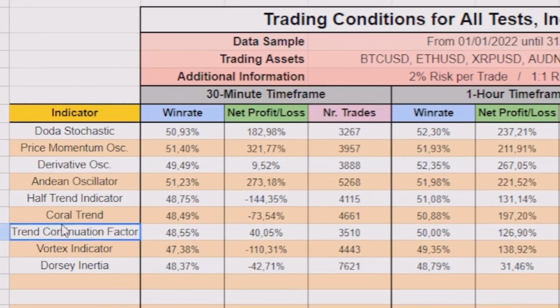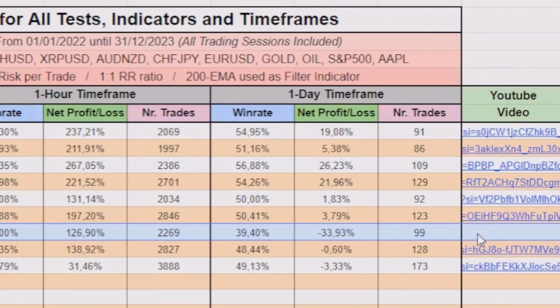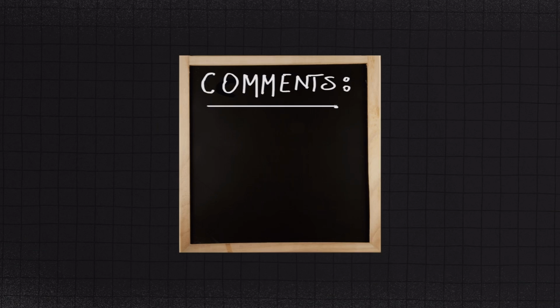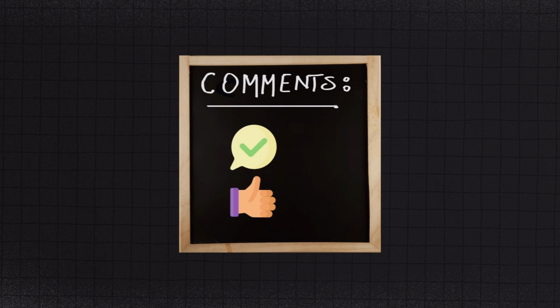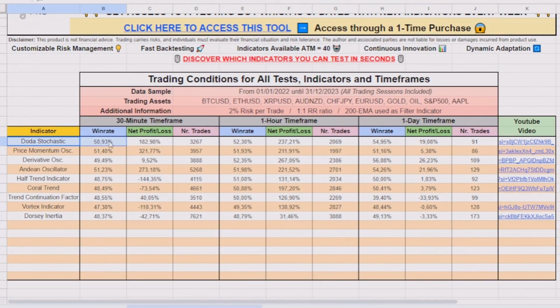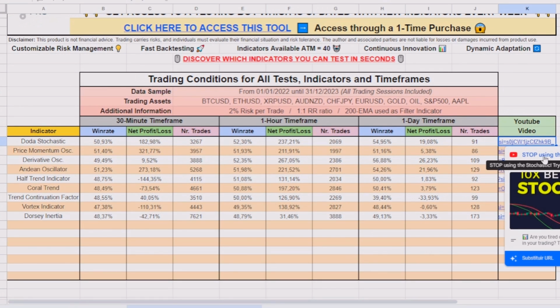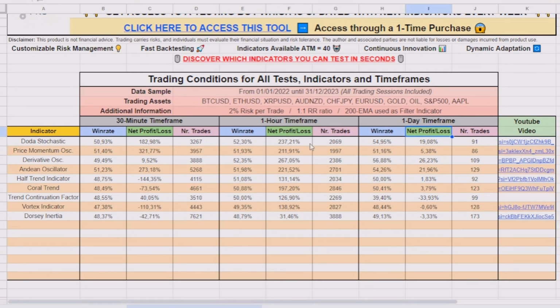In our ranking sheet, I will insert this indicator here, which I think is the fairest spot. Tell me in the comments if you agree with this placement or not. And so, the dollar stochastic will continue to be our top one indicator, as it is the most consistent one we have analyzed so far.